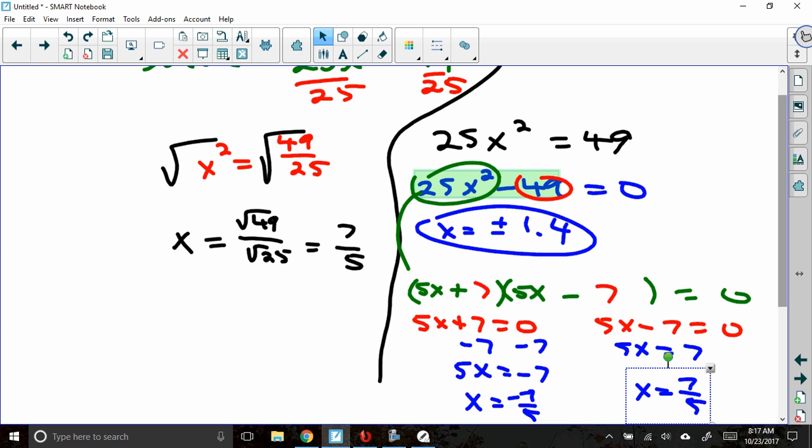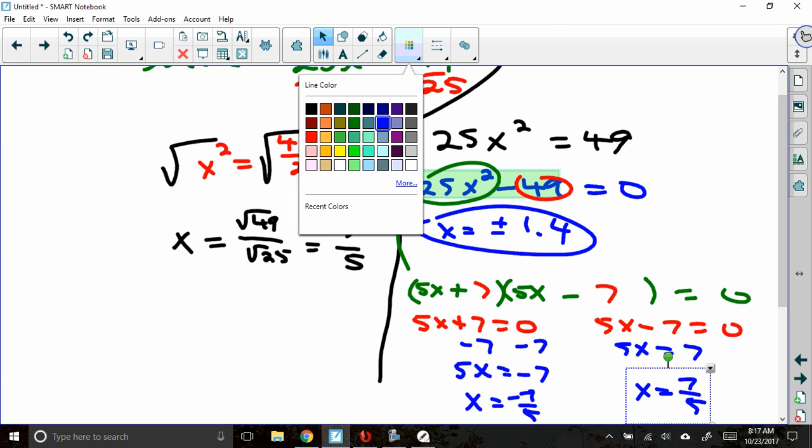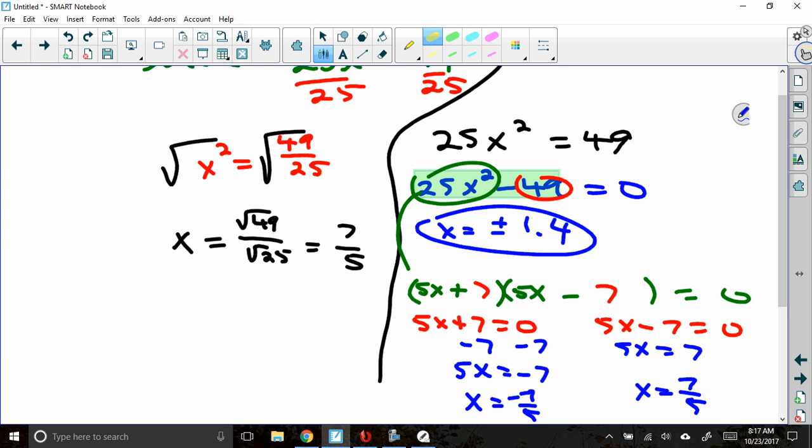So there are advantages to being able to solve these things by factoring, rather than only with a graphing calculator. The advantage is we're going to get the right answer. The advantage is we're going to know that plus or minus is a very important part of our solution, that this 7/5 isn't good enough.